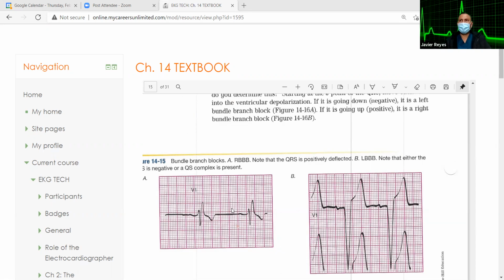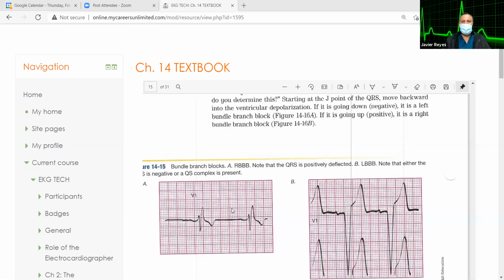14.15. So A is right bundle branch. No, A is, if it's going down, it's a left bundle branch. You see V1? You're looking at V1? It tells you right above that. You're looking at the book. If it is going down, it's a negative deflection, right? It is a left bundle branch. And if you look on B, you see that the slide is going up. That would be a right bundle branch.